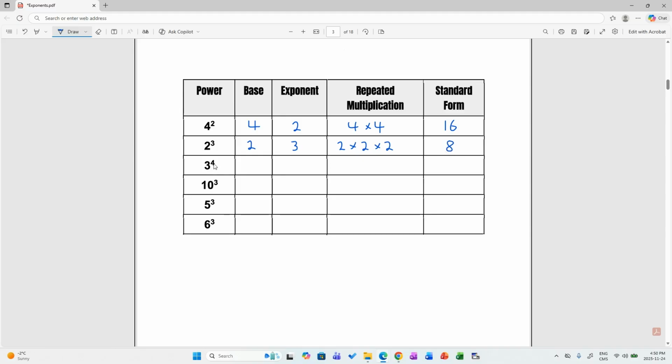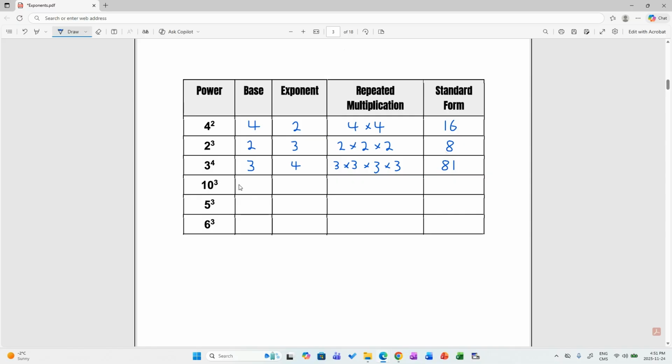Now I have 3 to the power of 4. In this case, my base is going to be 3, and my exponent is going to be 4. So 4 tells me how many times I multiply 3 by itself. In this case, it's 4, right? So that means I multiply 3 by itself 4 times. So I'm going to have 3 times 3 times 3 times 3. And 3 times 3 times 3 times 3 is simply going to be 81. And that's my answer, which is what standard form is.